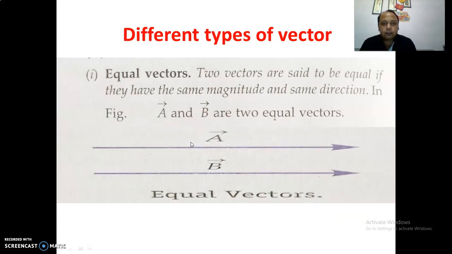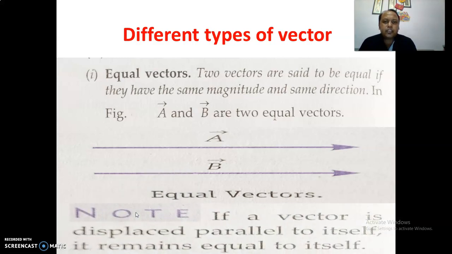Now here we have represented vector A and vector B. You can see here both the vectors have same length and they are in the same direction. So that's why they are called equal vectors. By vector we always mean that it is associated with magnitude as well as direction. So when we say equal vectors, same magnitude and same direction.